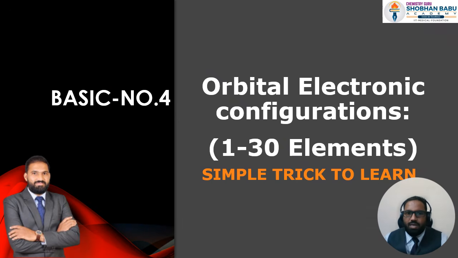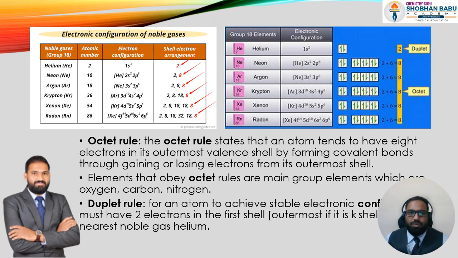These are the orbital electronic configurations of elements 1 to 30 with a simple trick, which you have to learn with a little careful observation. Before we learn orbital electronic configuration, we need to learn two important rules. One is the octet rule, and the second is the duplet rule. To understand them, first we have to know why the octet rule and the duplet rule came into the picture.